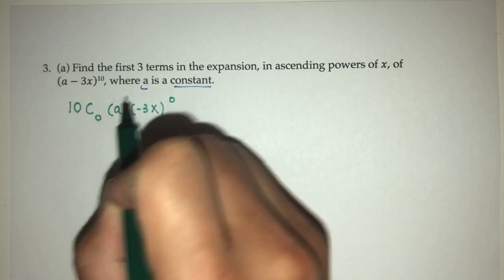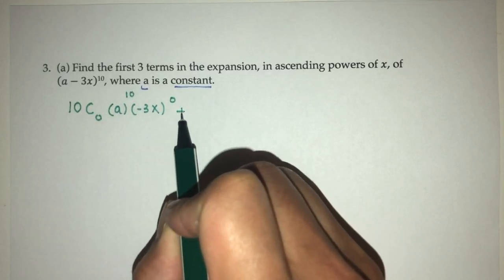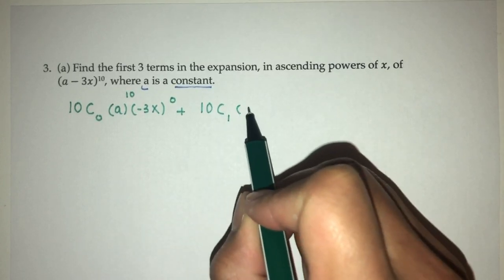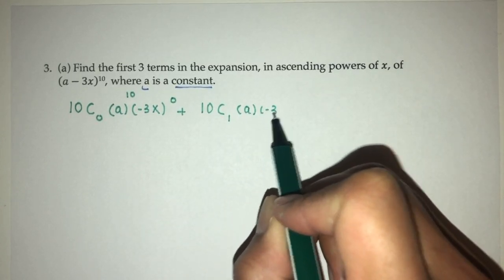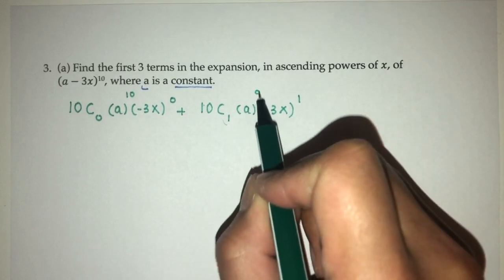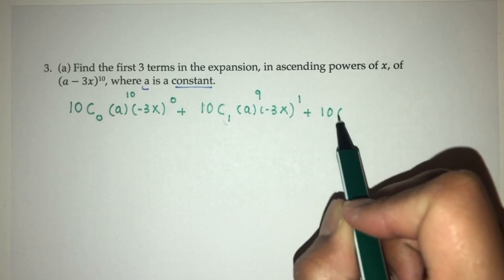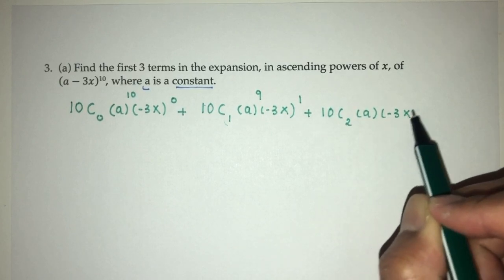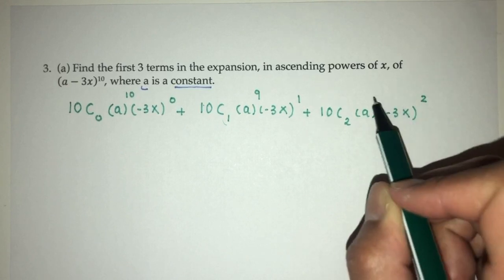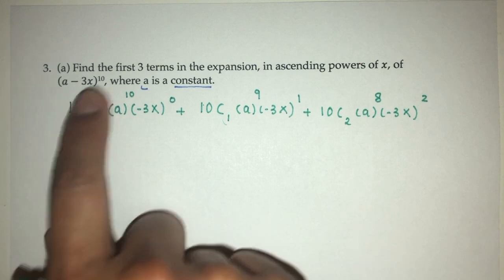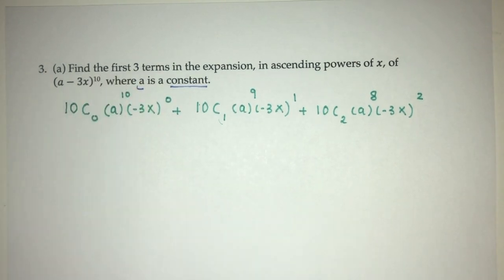10 minus 0 is 10, so that will be 10. Now, continue. After 0, we have 1, so 10 choose 1, and again we have a and minus 3x. This is 1, so that has to be 1, and 10 minus 1 is 9. Now continue. We have 10 choose 2, there has to be 2 here, and there has to be 8 right here. Now we can stop right here because we only care about the first 3 terms of this expansion, so we don't need to expand any further.